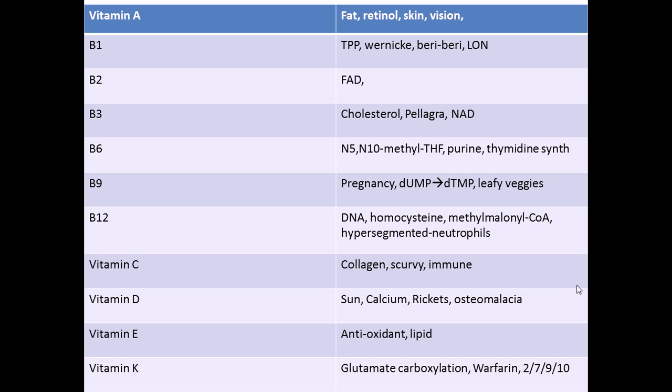B2, let's take a look at B2. This is going to be your riboflavin, and this is where you're going to synthesize your FAD. Riboflavin is needed to make FAD. That's also used in your energy process.